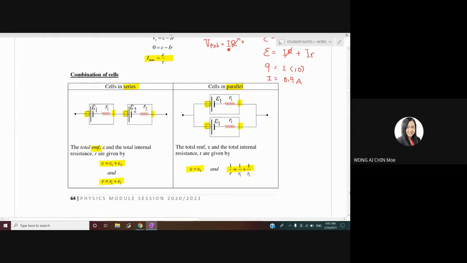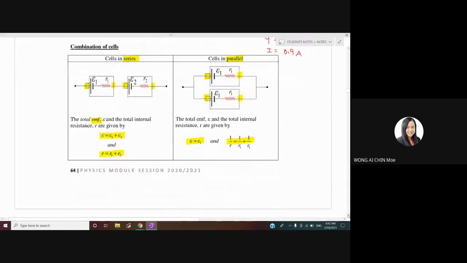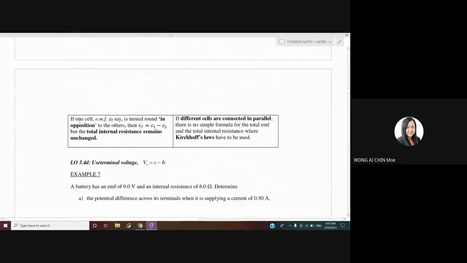Okay, this is connected in series and also parallel. If one cell's EMF is turned around in opposite to the other, our E total will equal E1 minus E2. Meaning that if, let's say, your battery just now is positive, negative, then positive, negative, then for this one E total, you can write E1 plus E2.